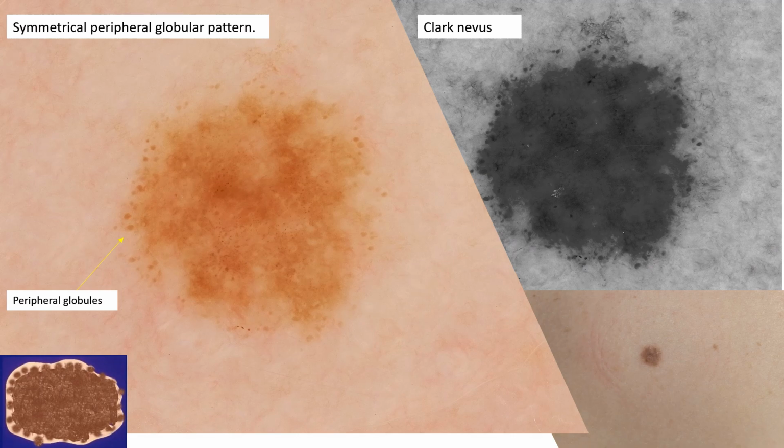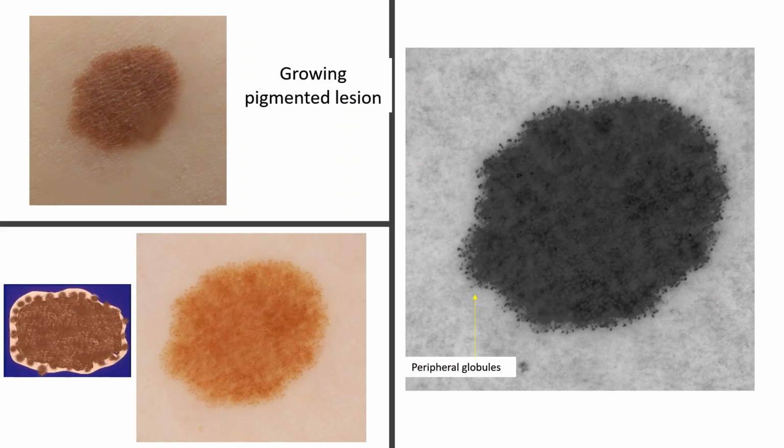Another example of a growing lesion with this symmetrical peripheral globular pattern, and again, the beauty of near ultraviolet light. And one final example with its enlarging peripheral globules, again, very, very characteristic in the near ultraviolet light, this symmetry, and it is quite distinct.